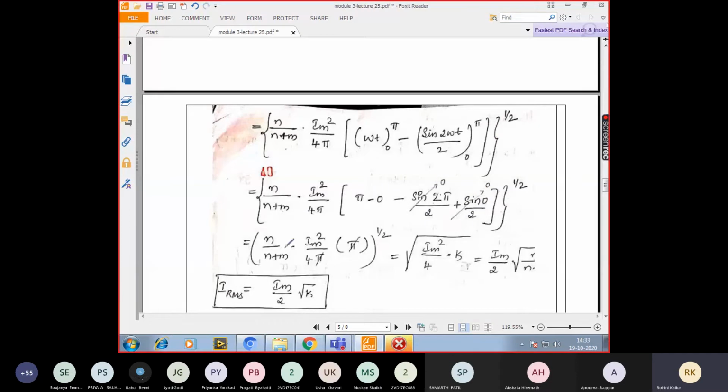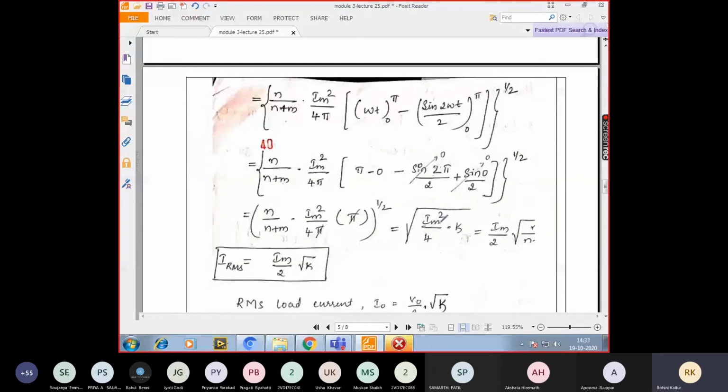What is left out is here only pi, correct? So n divided by n plus m into Im square by 4 pi into pi. So this pi and this pi will be getting cancelled. So it will be left out with Im square by 4 into k. So this we will be writing as Im square by 4 into k, or I'll take it out from the square root. So it will be Im divided by 2 into root of k. Following this till here? Yes, ma'am.